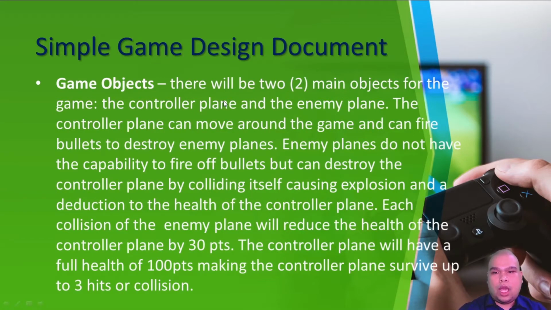We have your simple game design document. First, for the game objects, there will be two main objects for the game: the controller plane and the enemy plane. The controller plane can move around the game and can fire bullets to destroy enemy planes. Enemy planes do not have the capability to fire bullets but can destroy the controller plane by colliding with it, causing an explosion and a deduction to the health of the controller plane. Each collision of an enemy plane will reduce the health of the controller plane by 30 points. The controller plane will have a full health of 100 points, making it survive up to 3 hits of collision.